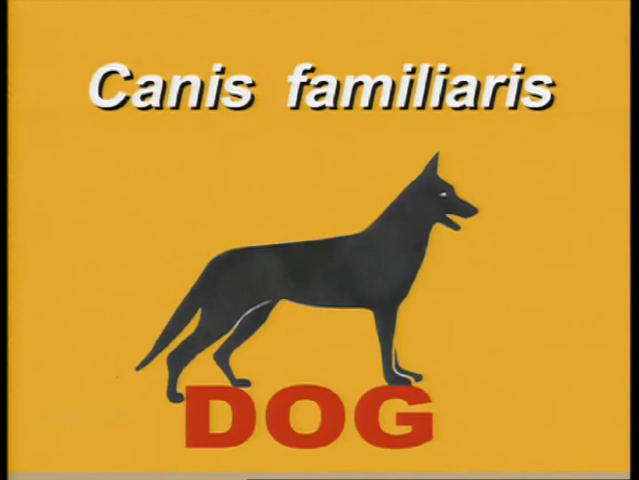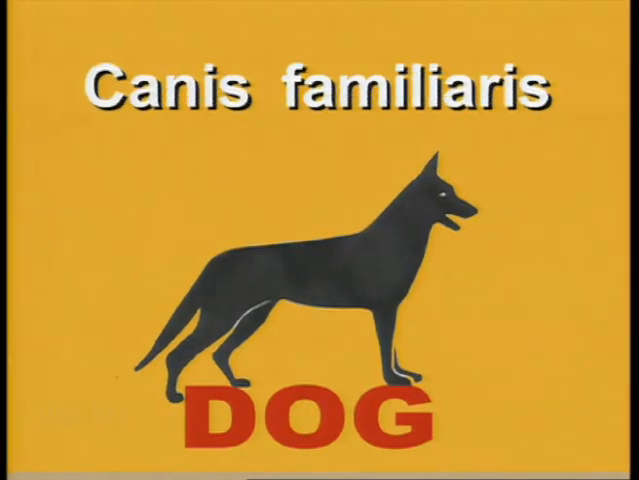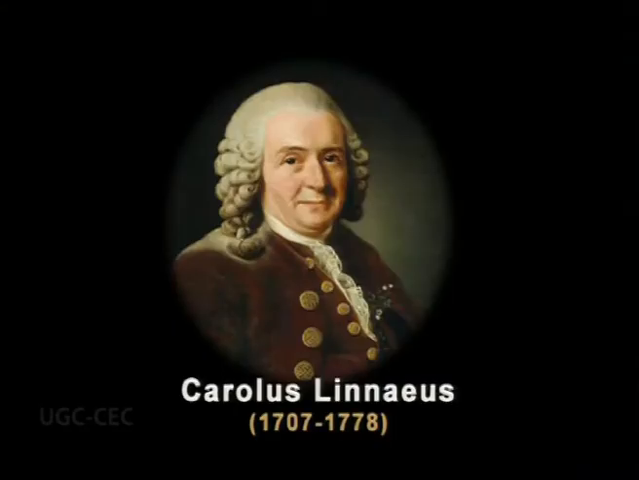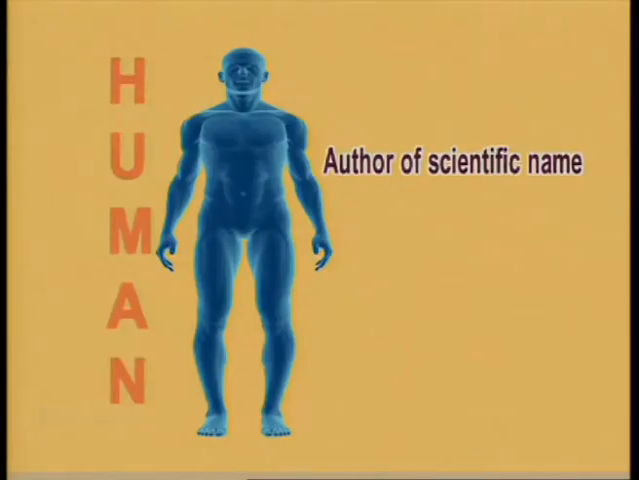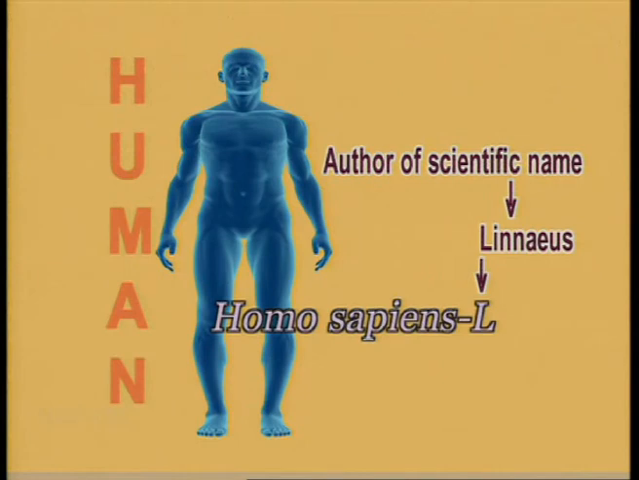Names are printed in italics or are separately underlined to indicate their Latin origin. The person who first publishes the name of an animal or plant is the author of a scientific name, and the name of the author is written in abbreviated form after the species name, and it is printed in Roman, for example, Homo sapiens L.